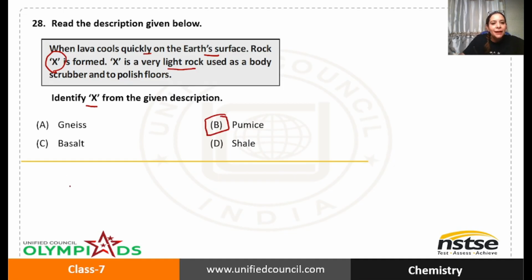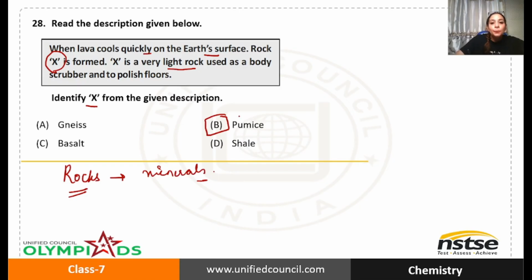Now let me tell you what rocks basically are. Rocks are minerals. It is one of the minerals only. The substances which we get from Earth's surface are called minerals. And rock is one of them. So it is basically an aggregation of many minerals together.